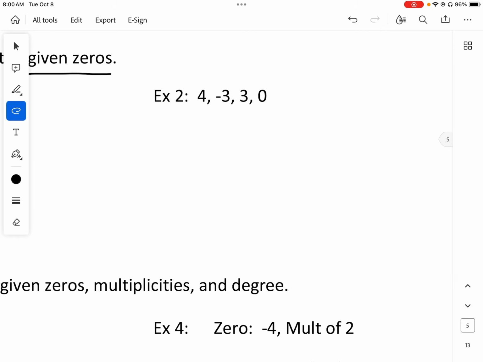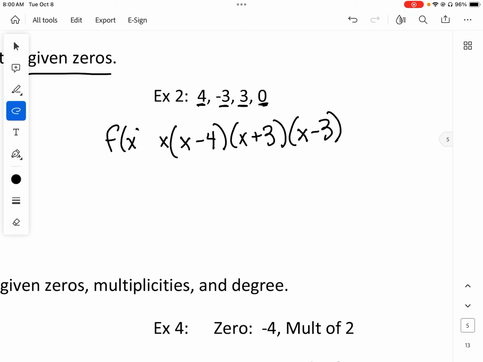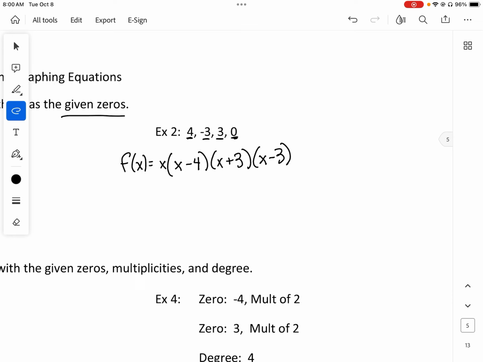Okay, this one has quite a few more. So I'm going to start with 0 because I know I can just stick that out front. X minus 4 is going to be for 4. X minus 3 is going to be x plus 3. And then x minus 3 is going to be for 3. So f of x equals. But we want to go ahead and simplify this, put it in our general form. And that means I need to do some work here.